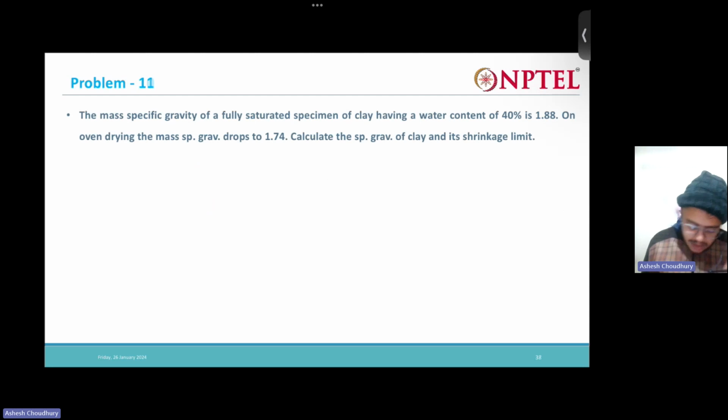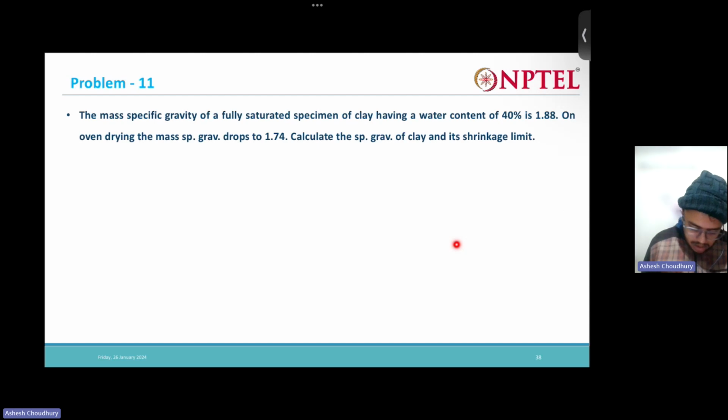Now the last problem. For today, this will be the last problem. The mass specific gravity of a fully saturated specimen of clay having a water content of 40% is 1.88. On oven drying, the mass specific gravity drops to 1.74. Calculate the specific gravity of solids and its shrinkage limit.